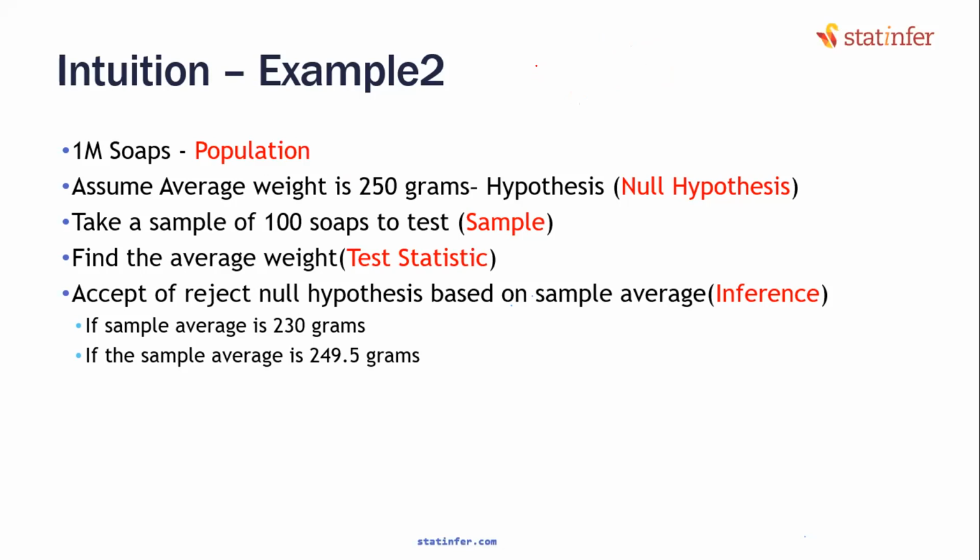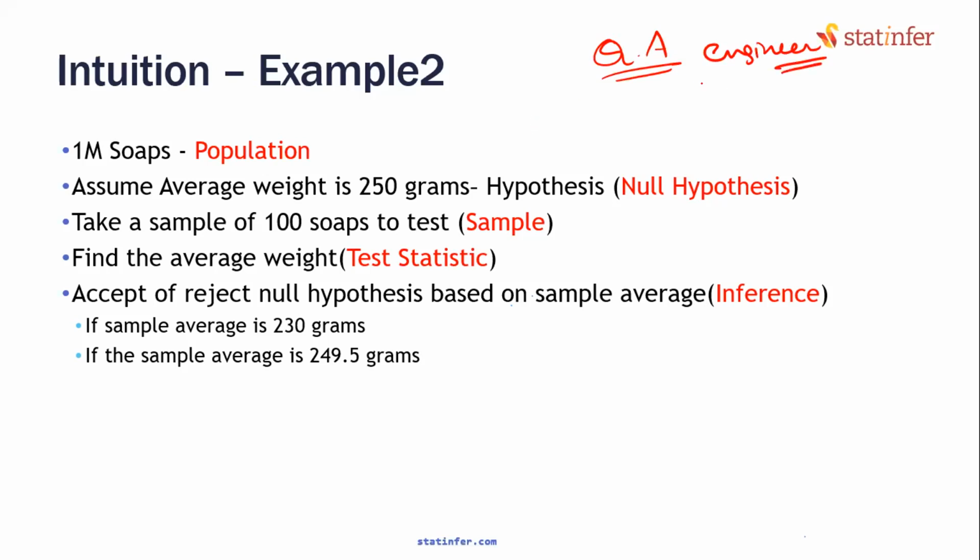Let us suppose you go to the Mysore Sandal soap factory. Let's say daily they are producing 1 million soaps. Possible, isn't it? They must be producing many more than that because they have distribution across the whole of India. So daily they are producing 1 million soaps. Now you are a quality assurance QA engineer there.